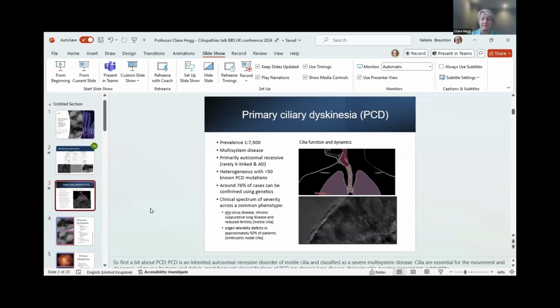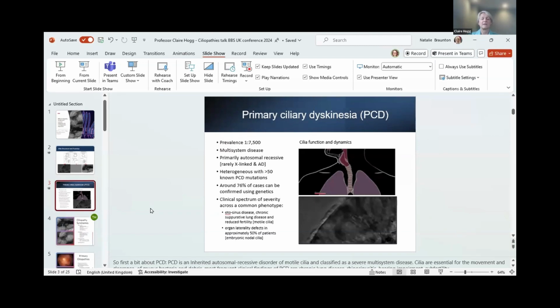It is multi-system. It's mostly autosomal recessive in its inheritance, which means the parents would be carriers but not have the condition, as you know. But we have X-linked and autosomal dominant varieties, very heterogeneous, with over 50 known PCD mutations to date. But we can still only really confirm a genetic diagnosis in around 3/4 of patients.